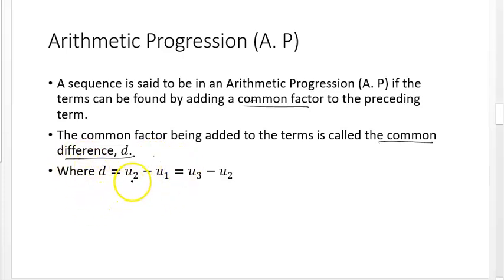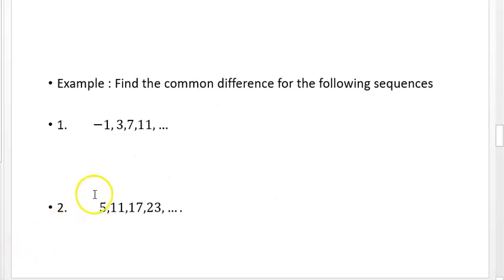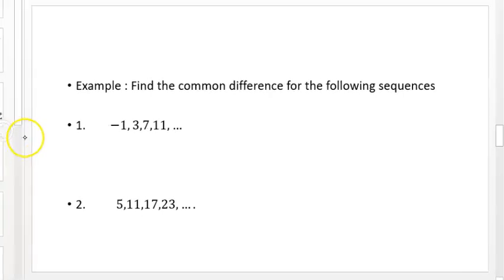So D is equal to U2 minus U1, or U3 minus U2, or you can continue U4 minus U3 or U5 minus U4. These are the common difference. So in exams, use just one of them. You can't use all the three or all the four. Just use one. Next is identifying the common difference of the following sequences.